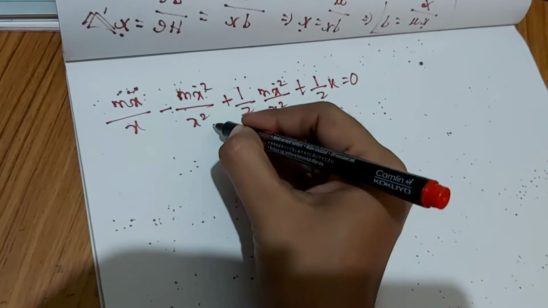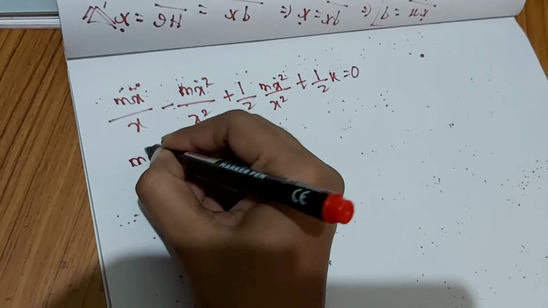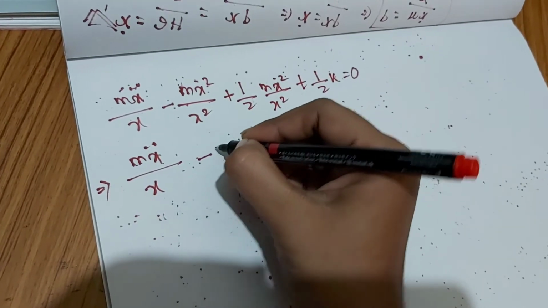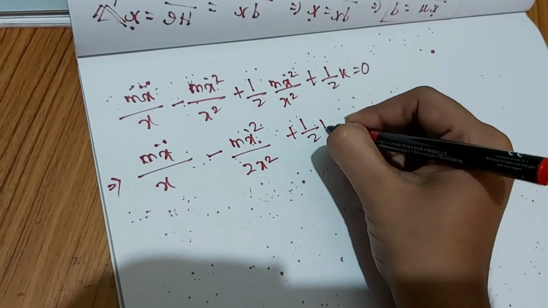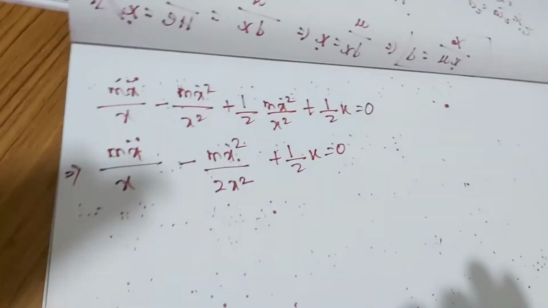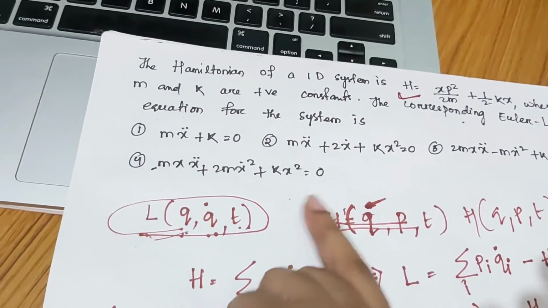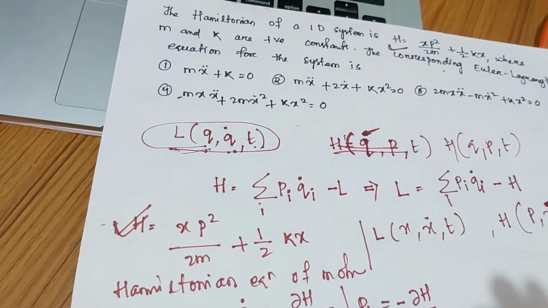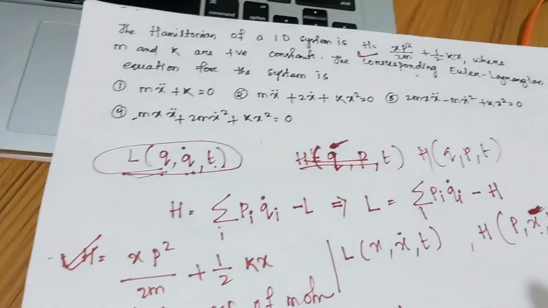Okay, so now this is minus m ẋ² by x², this is plus half m ẋ² by x², so this will become m ẍ by x minus m ẋ² by 2x² plus half k equal to 0. But now we can see that in the options there are no such terms as m ẋ² by x², m ẍ by x. So I have to take the LCM and do a little bit of arrangement to find the exact answer.